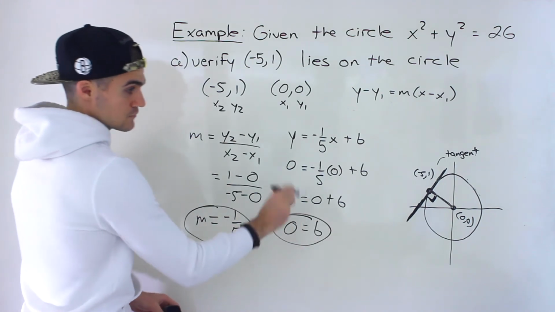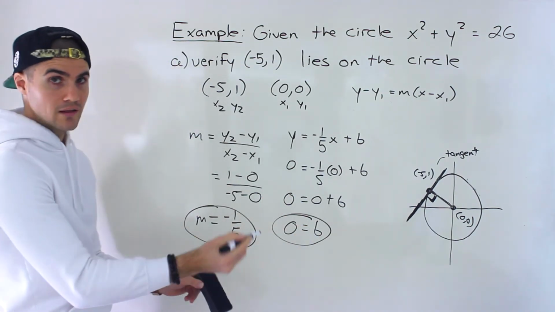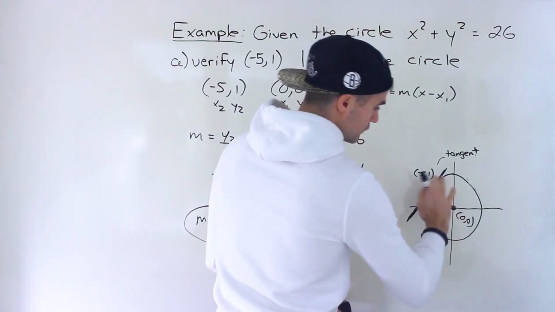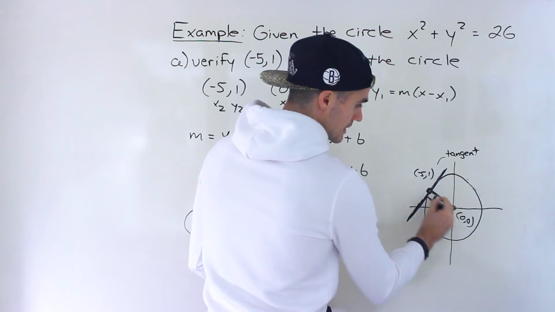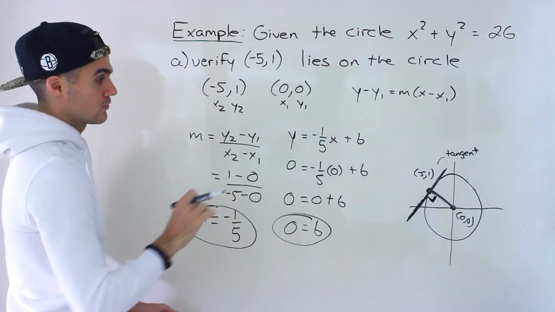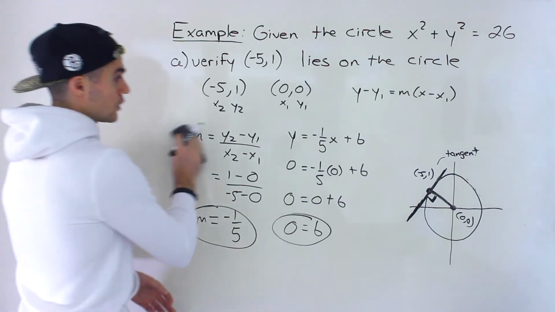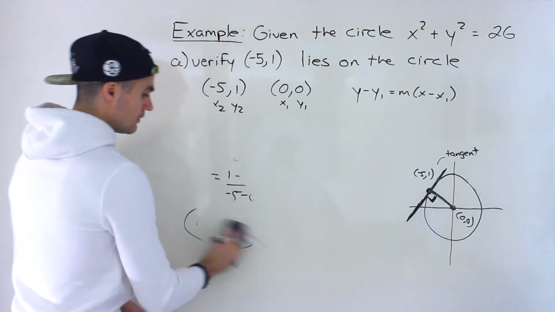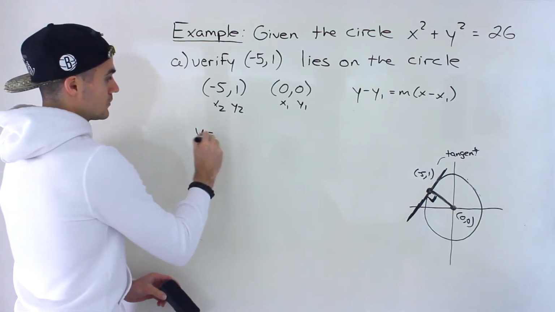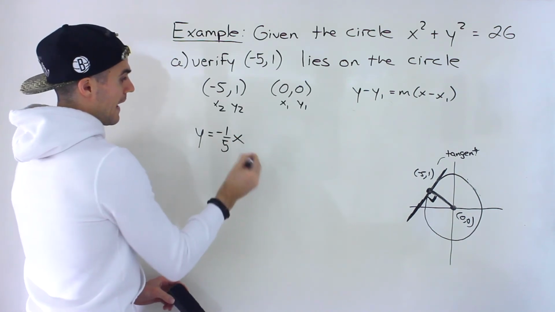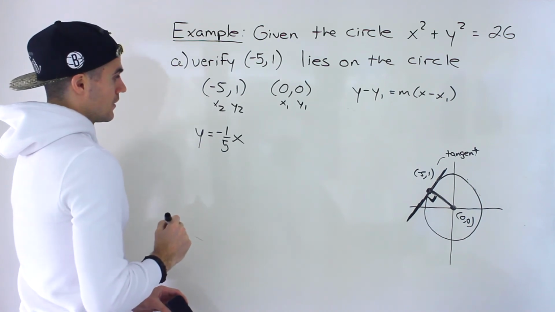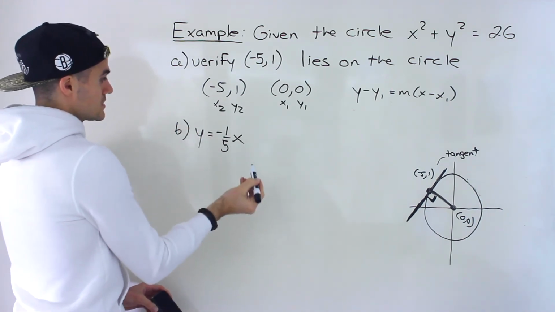And that makes sense from our diagram, because remember, what is the b value? It's the y-intercept of the line. If you look at the diagram, the y-intercept, if you kind of ignore the circle and just look at this line, the y-intercept of this line is 0. It's going through the origin. So the final equation of the line in part B is going to be y equals negative 1 over 5 x plus 0, but the plus 0 we don't have to write. Right, so that's the answer right there to part B.